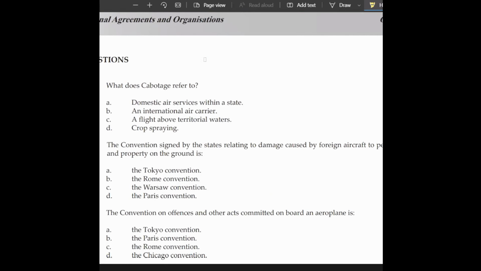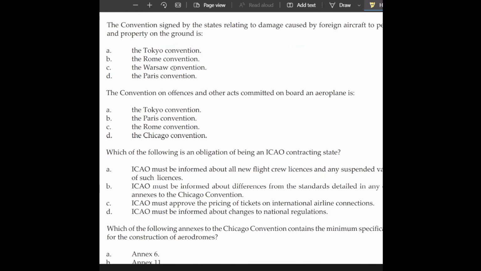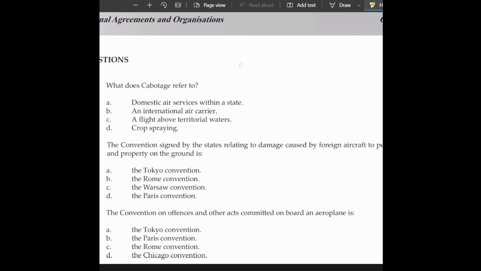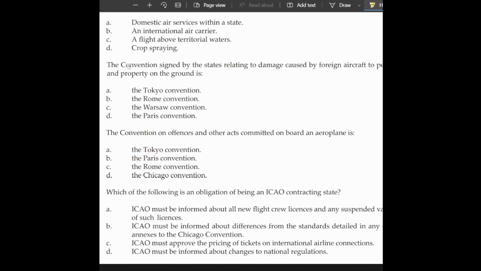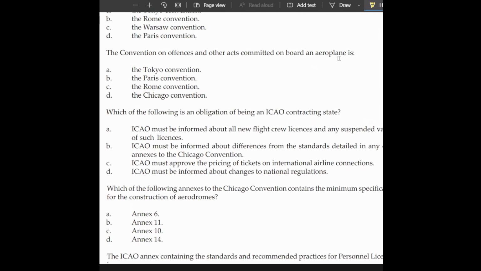Moving on. Questions. So that takes care of this particular chapter. This is exactly how the questions will be. What does cabotage refer to? Domestic air services within a state, which includes passengers as well as cargo. Convention signed on damage caused by foreign aircraft to persons and property on ground: Rome Convention. Convention on offenses and acts committed on board: this is Tokyo.